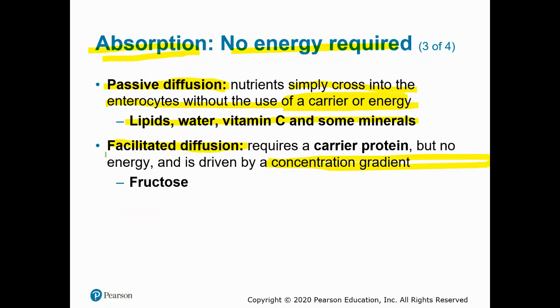Facilitated diffusion is still diffusion, so happening along the concentration gradient, but it's facilitated, right? It's sort of directed or supported. That means we need a carrier protein, right? Still no energy, but we need a carrier protein. One of the most famous nutrients that uses facilitated diffusion to be absorbed is fructose. Hopefully you can remember that because they both have an F, right? So fructose does need a carrier protein to actually enter the enterocyte.